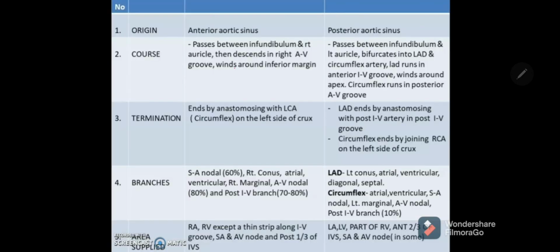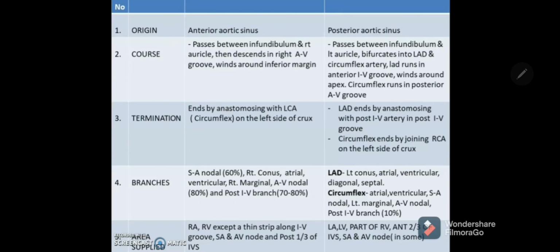coronary arteries. Here you can see the right coronary artery and left coronary artery, their origins, their course, their termination, branches and area supplied. So you can describe the arterial supply of the heart with this table. It will be easy for you to remember and to write also. You can draw a diagram showing the course of the right and left coronary arteries. Then you can put this table which contains all these headings we discussed.